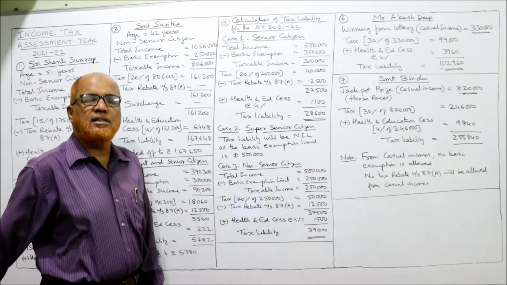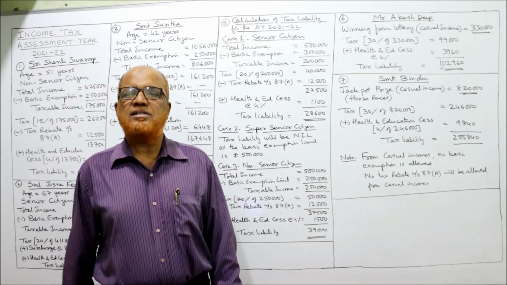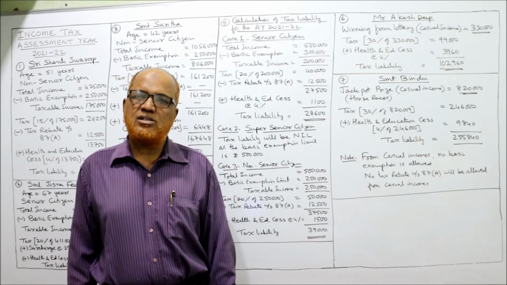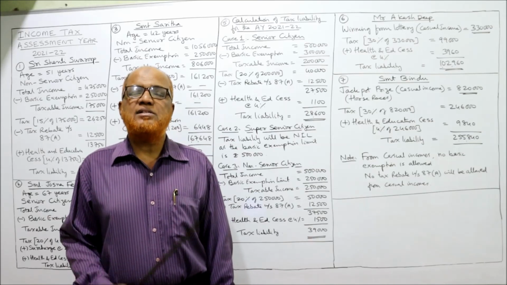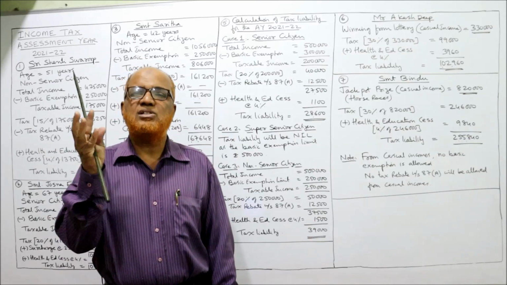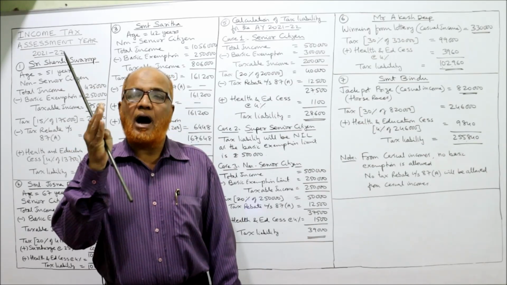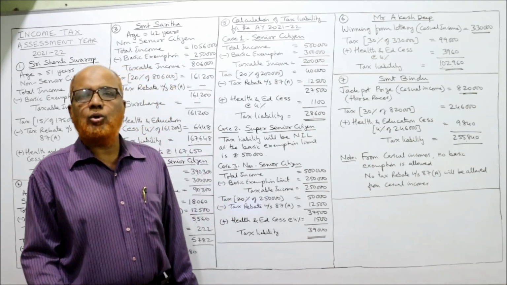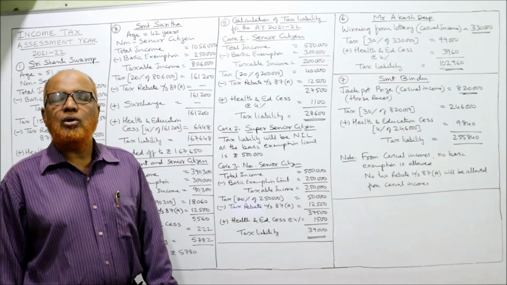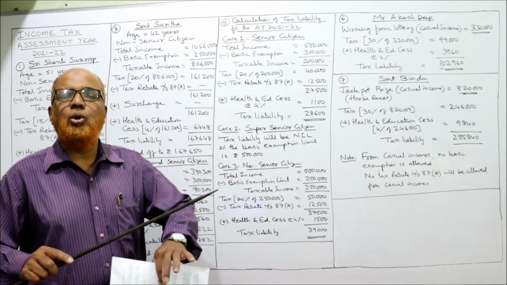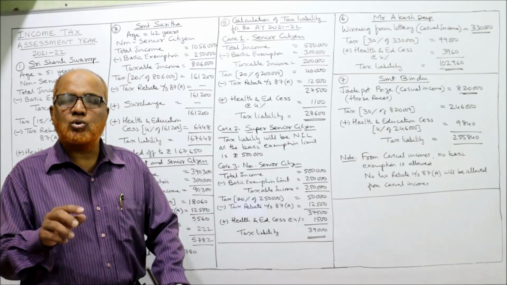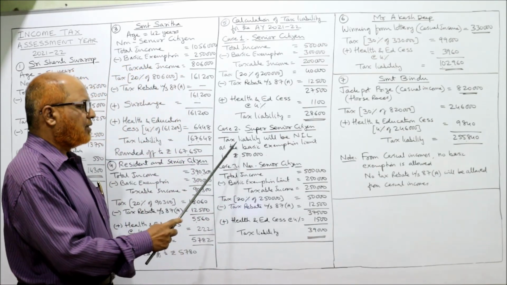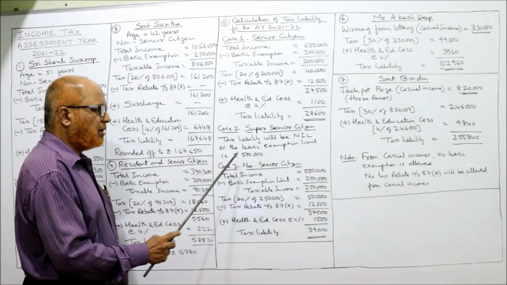Second situation, super senior citizen. A person is called a super senior citizen if his age is 80 or above. 80 years or above, super senior citizen. For a super senior citizen, the basic exemption limit is 5 lakh rupees. Up to 5 lakh rupees, no tax at all. Over 5 lakh rupees, tax will be applied. Here the total income is 5 lakh only. So if the SSC is a super senior citizen, no tax liability, because his total income is 5 lakh and the basic exemption limit is also 5 lakh. So tax liability will be nil as the basic exemption limit is 5 lakh.